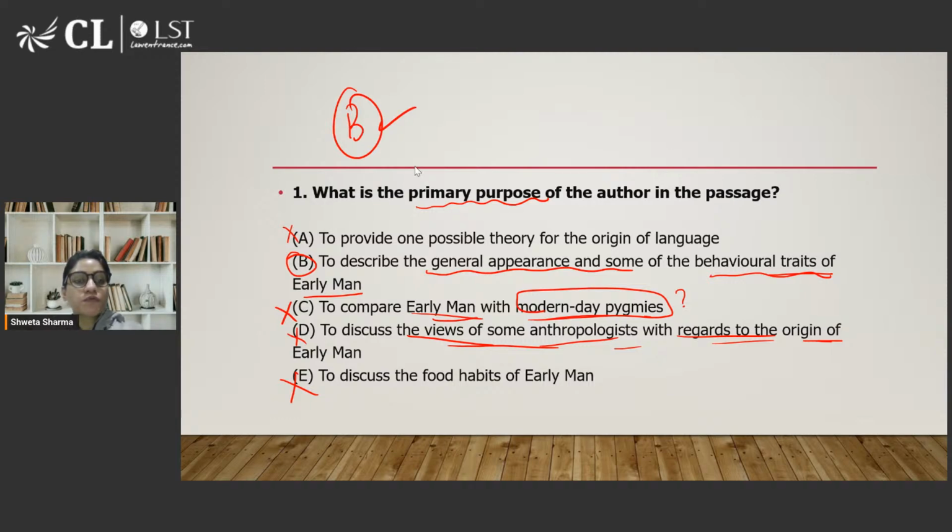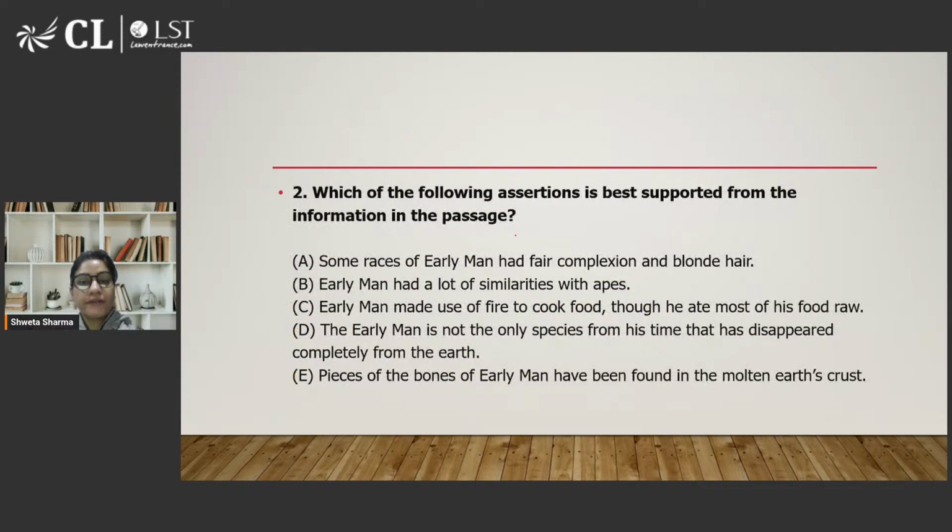Okay, let's move to the next question now. Let's have a look at this one. Best supported from the information of the passage. It's a CR question, a critical reasoning question. Have a look at it, then we discuss it.